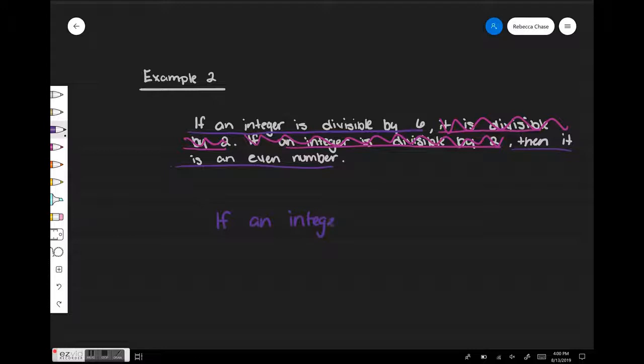So if an integer is divisible by 6, then it is an even number. Okay, so law of syllogism is a little easier than the law of detachment. They're both pretty simple, all right? I would recommend the first few that you do, especially with law of syllogism, write what I was writing, okay? Cross out that middle part of it and just rewrite what's left over. So cross out the part that's similar, all right?